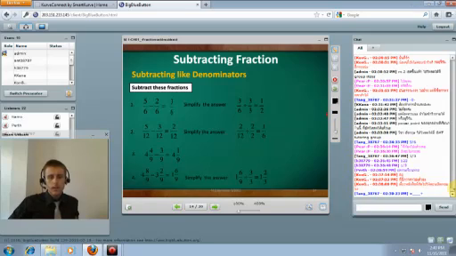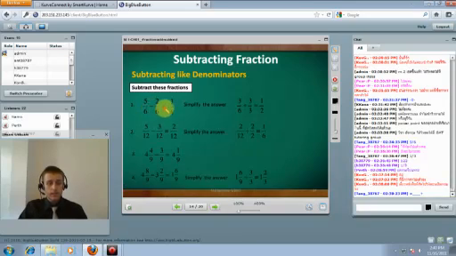Here are more examples. 5/6 minus 2/6. You keep the denominator the same. You subtract the top. 5 minus 2 is 3. Simplify the answer. Both can be divided by 3. So 1/2 is the correct answer.